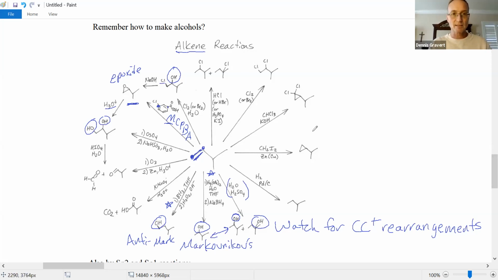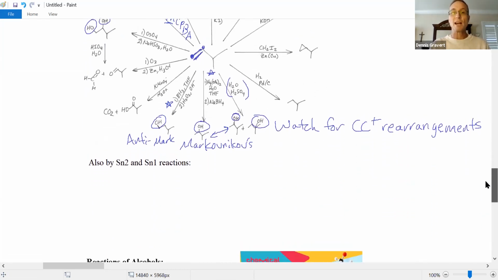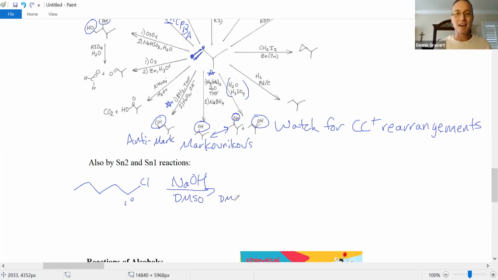Any other alcohols on that list? Not from the alkene reactions, not that I remember. But again, more review. Last semester, we talked about SN2 and SN1 reactions. So if you have a primary halide, you can do an SN2 reaction on it with sodium hydroxide. Maybe add a polar aprotic solvent. You need a polar aprotic solvent like DMSO or DMF, acetone, acetonitrile. One of those, not all four.